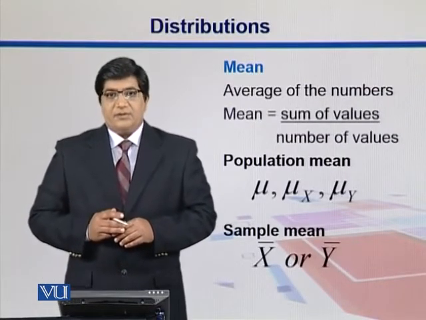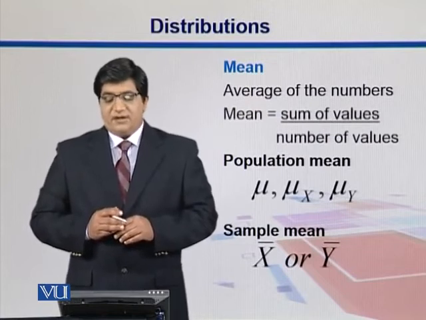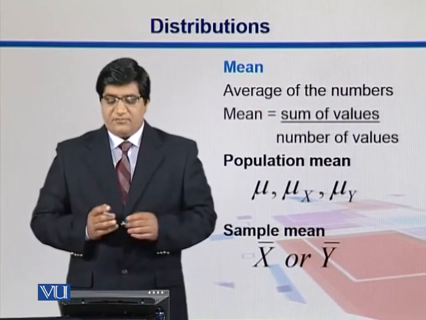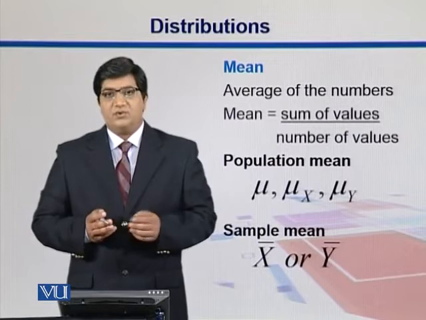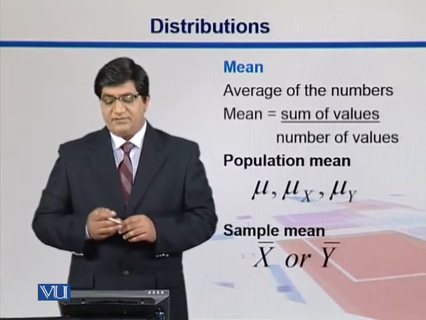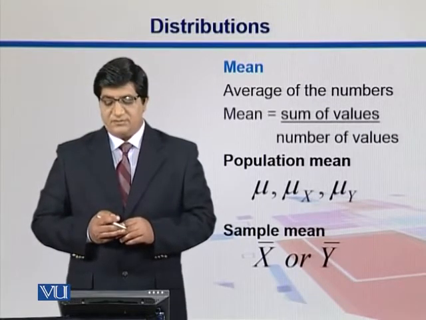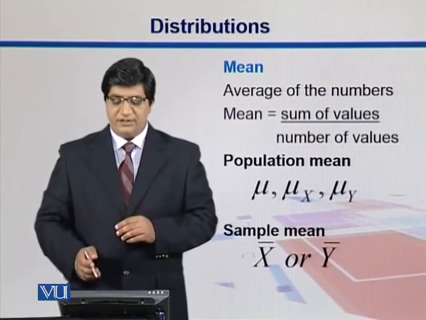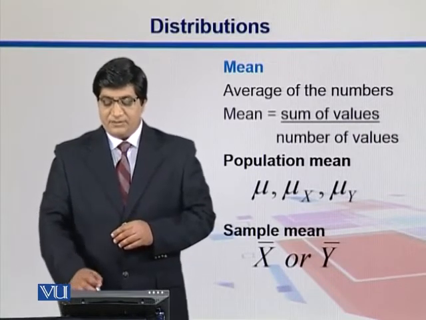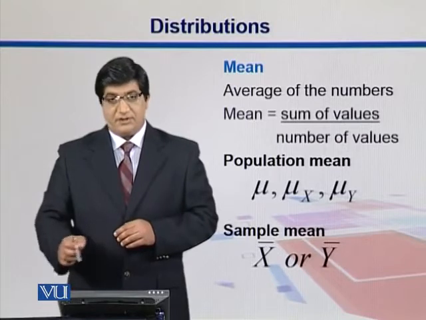Okay, so we talk about the mean. Let's see what the mean is. The mean is the average of the numbers. You might know of it. The average is, as you know, you take all values, get their sum, and divide it by the total number of values. We denote the population mean with a Greek letter and the sample mean with an English letter with a bar on it.